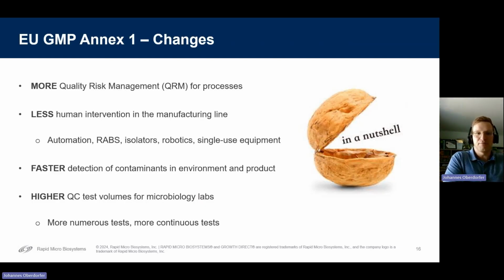Less human intervention in the manufacturing line, this is what was introduced. We have faster detection of contaminations in EM and products, and higher QC testing volumes for the microbiological lab. So in a nutshell, this is really condensed if you would ask what changed in the Annex 1.